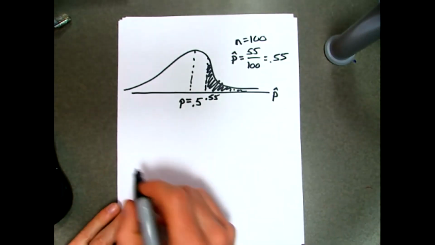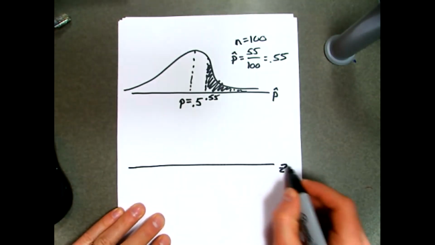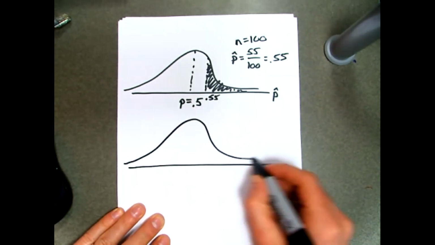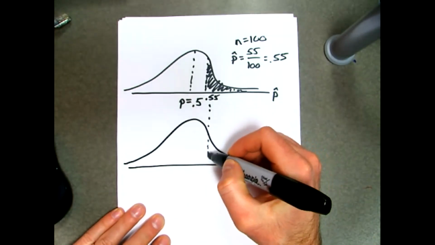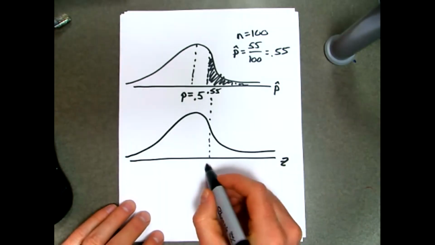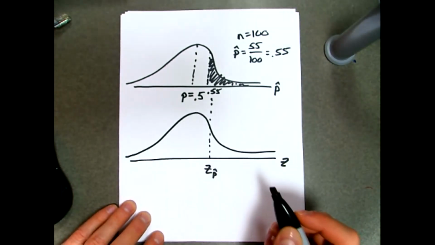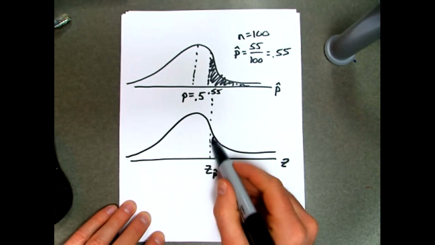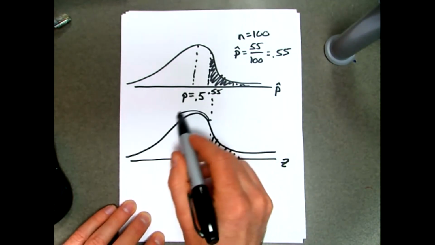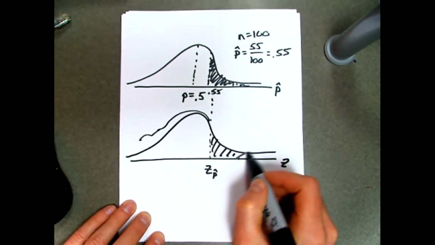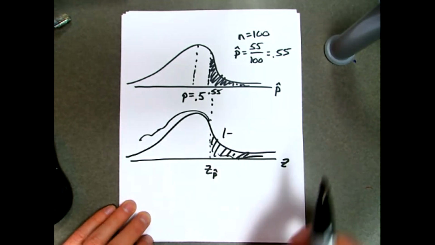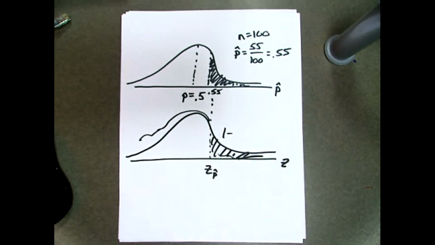Okay. So I'm going to turn this into a z-value. That value of 0.55 is going to have a certain z-value. I can look it up in the table. The table will tell me the area to the left. I wanted the area to the right, so I'll then need to subtract it from 1. Okay. So how do I find that z-score?